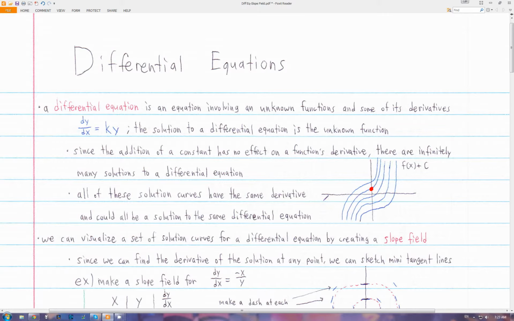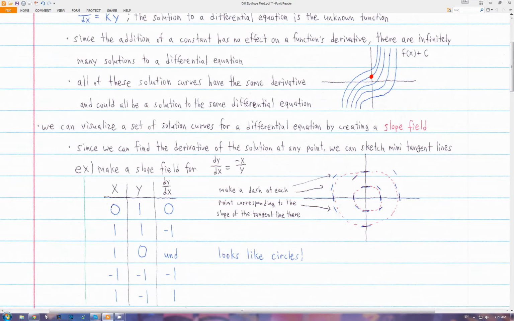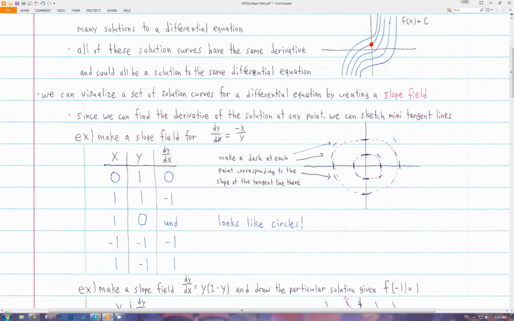So even if we can't solve a differential equation, we can visualize this set of solution curves by creating what's called a slope field. So because we have the differential equation, we can easily find the derivative of the solution at any point. So we know at each point what the slope of a tangent line to these solution curves will be. So we can sketch these mini line segments according to the slope of the tangent line.